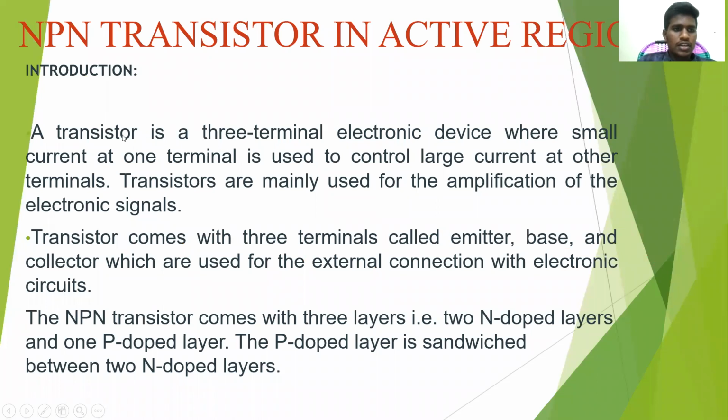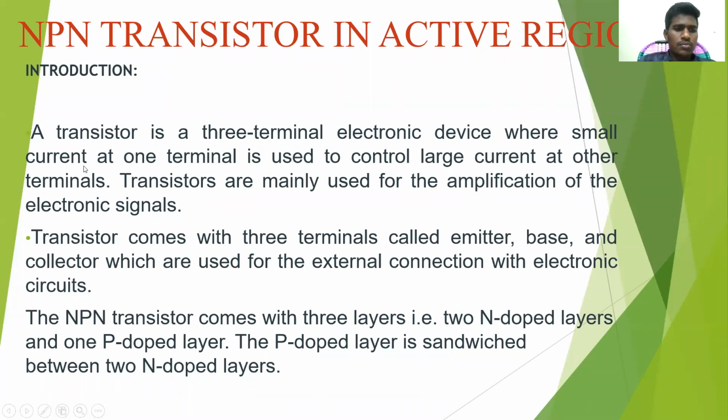Let's enter into the topic. First, introduction. A transistor is a three-terminal electronic device where a small current at one terminal is used to control a large current at another terminal. Transistors are mainly used for the amplification of electronic signals.